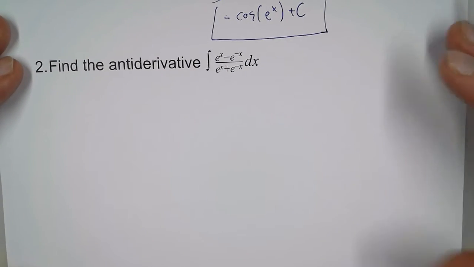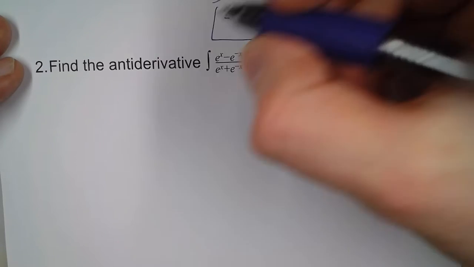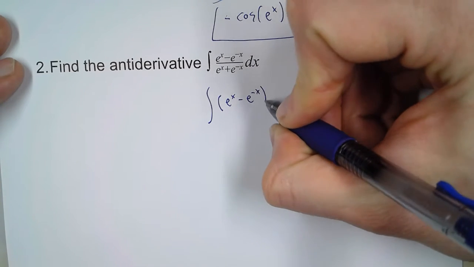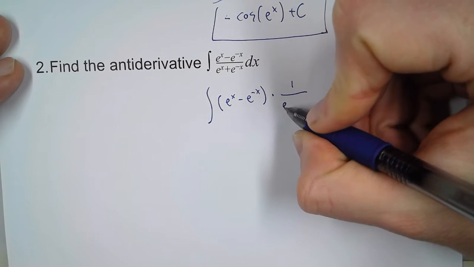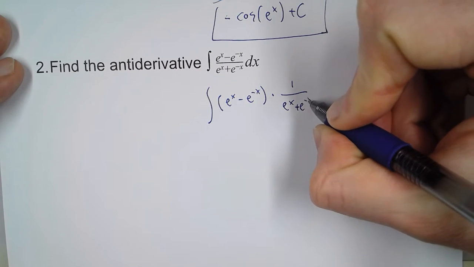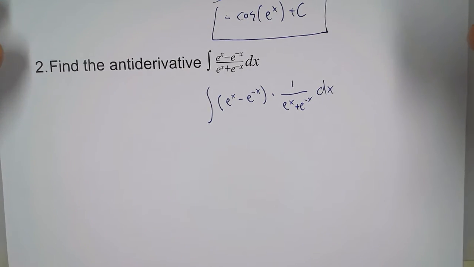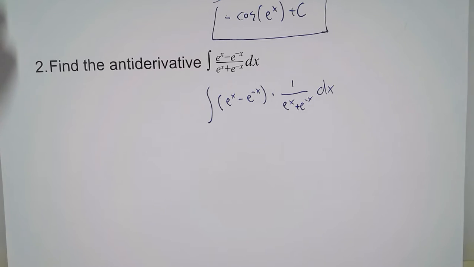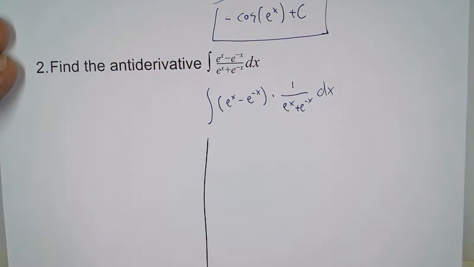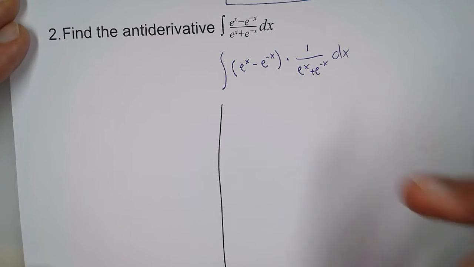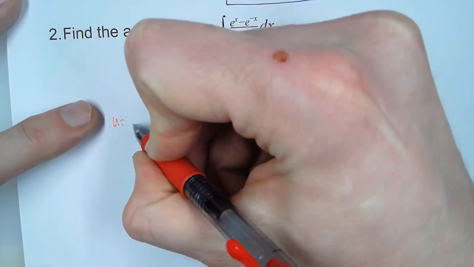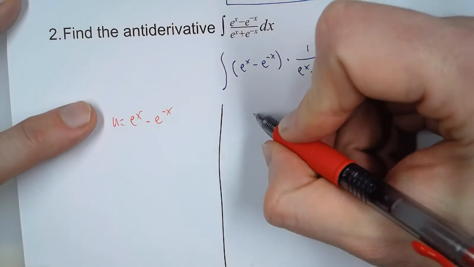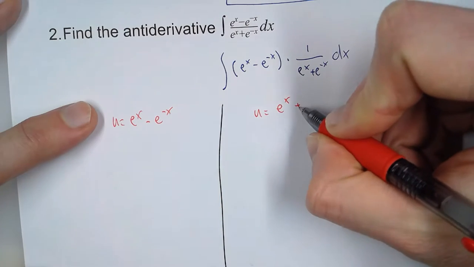Now for the second one, when you're dividing two quantities, what I always recommend is you write these two quantities out separately: e to the x minus e to the negative x times 1 over e to the x plus e to the negative x dx. And so we have to pick one of these to represent u. For the sake of this example, we'll try them both. Over here, we'll say u equals e to the x minus e to the negative x. And over here, we'll set u equal to e to the x plus e to the negative x.